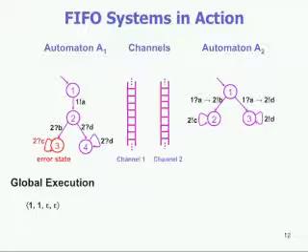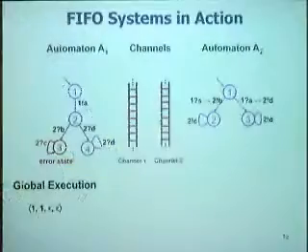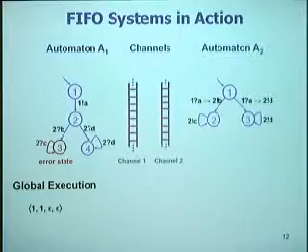I will start the analysis of FIFO systems by explaining an example. This is an example of a FIFO system with two processes, process 1 and process 2, communicating through two channels, channel 1 and channel 2. We want to check if the error state, which is state 3 in this example, is reachable or not. In the initial state, both processes are in control location 1 and both channels are empty.